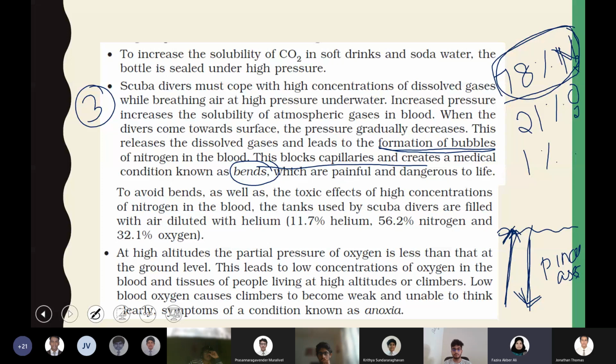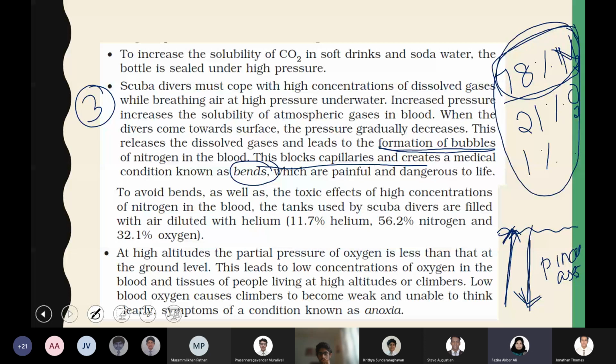I'll just take another minute and I'll stop. In order to avoid this medical condition called bends, rather than taking air in the cylinder, they take a special composition of gases, called air diluted with helium, which contains 11.7% of helium, 56.2% of nitrogen, and 32.1% of oxygen. This is the combination of gas they take in their cylinder.